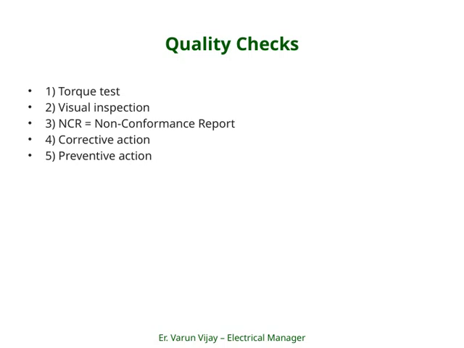Let's take a closer look at some of our key quality checks. First up is the torque test. This is crucial because it ensures all fasteners are tightened to the specified torque, which helps prevent future issues like loosening or failure. Next, we have visual inspection. This might seem simple, but it's incredibly important for catching any surface defects, misalignments, or other visible issues that could affect quality or safety. Now, you might hear us mention NCR, which stands for Nonconformance Report.